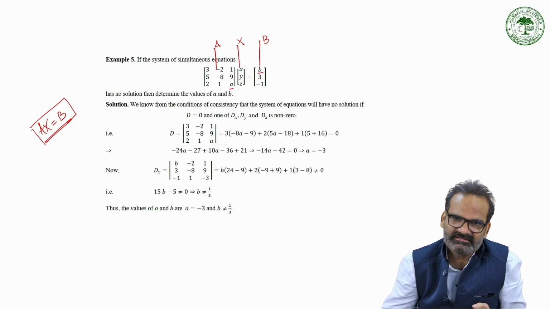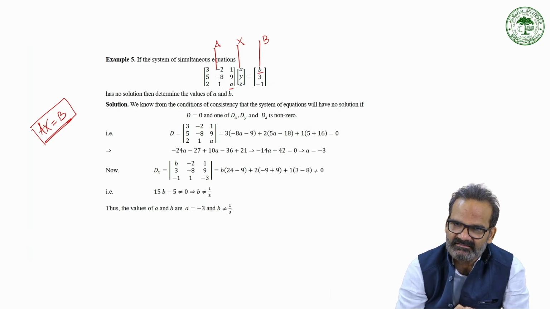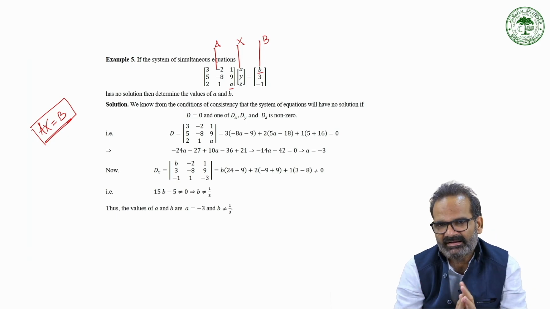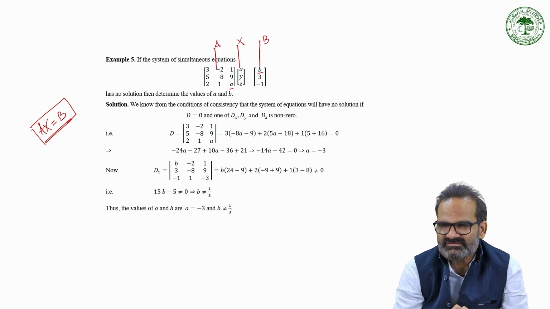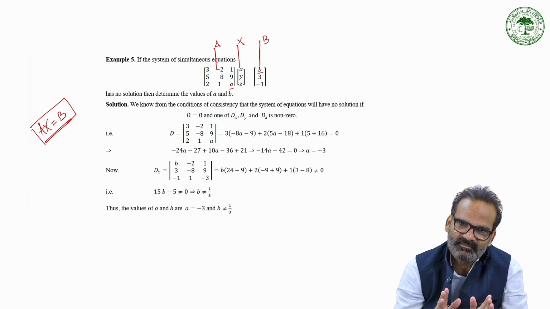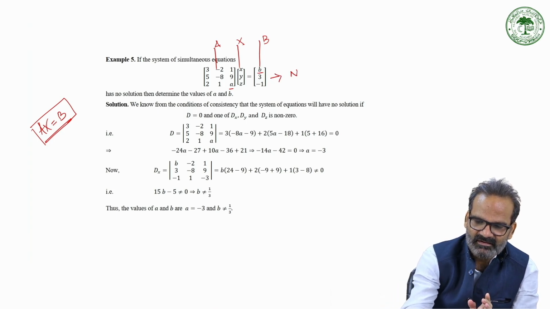Before proceeding to the solution of this question, please recall the conditions of consistency. In the conditions of consistency, the system can be classified in two categories. One, Ax = B, which is known as a non-homogeneous system of linear equations. Second, Ax = 0, which is known as a homogeneous system of linear equations. But here we are having Ax = B. The first thing is, this system is non-homogeneous. This is the first point which you should keep in your mind.